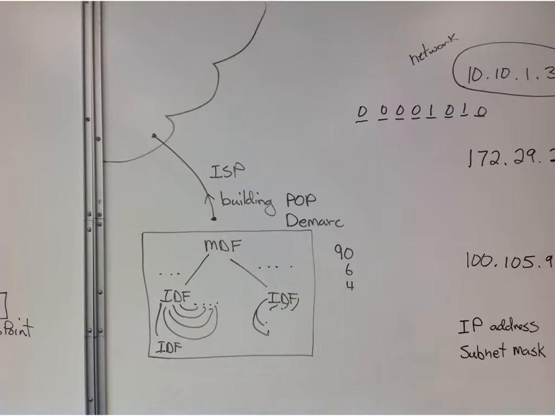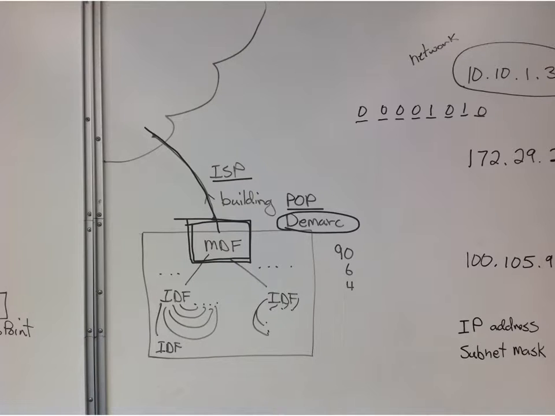Little review. Small business. We talked about possibly working with a small business in town to look at their networking. So we have a small business, and we have the connection in from the ISP. Point of presence, or sometimes referred to as a demarcation point.